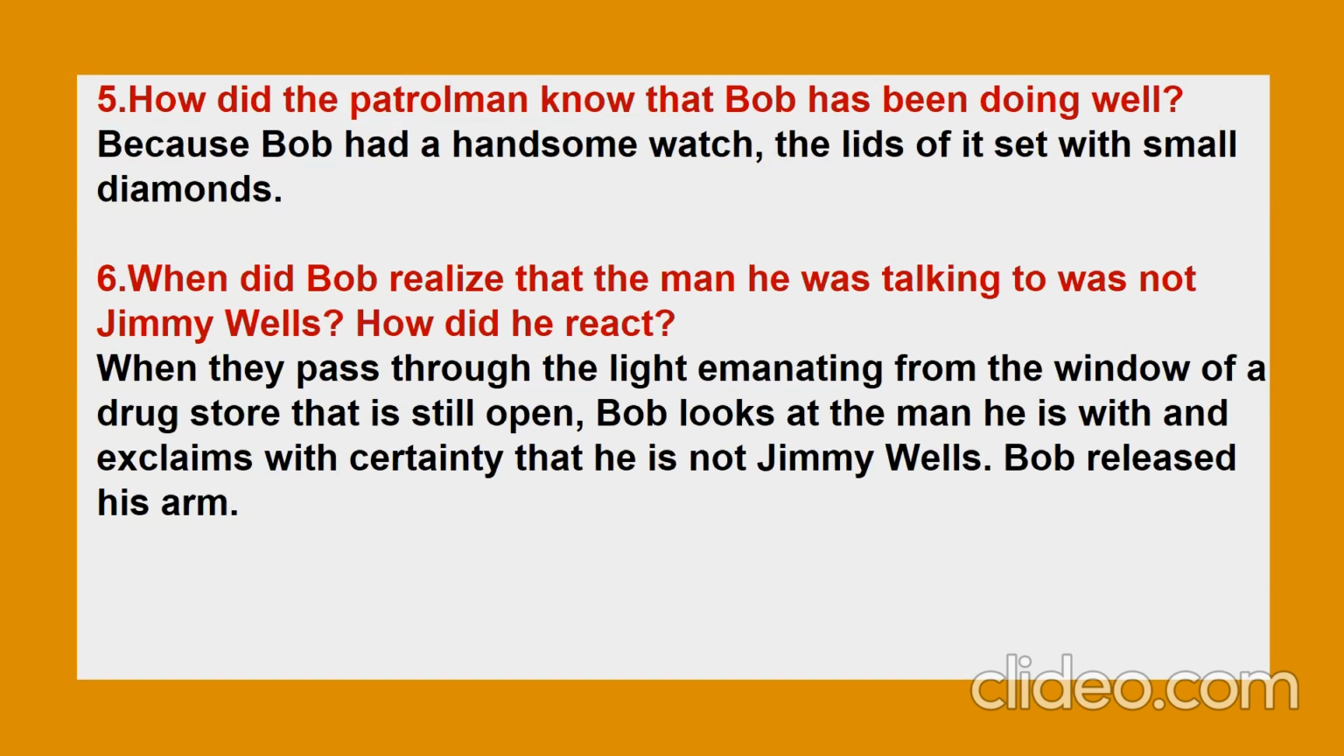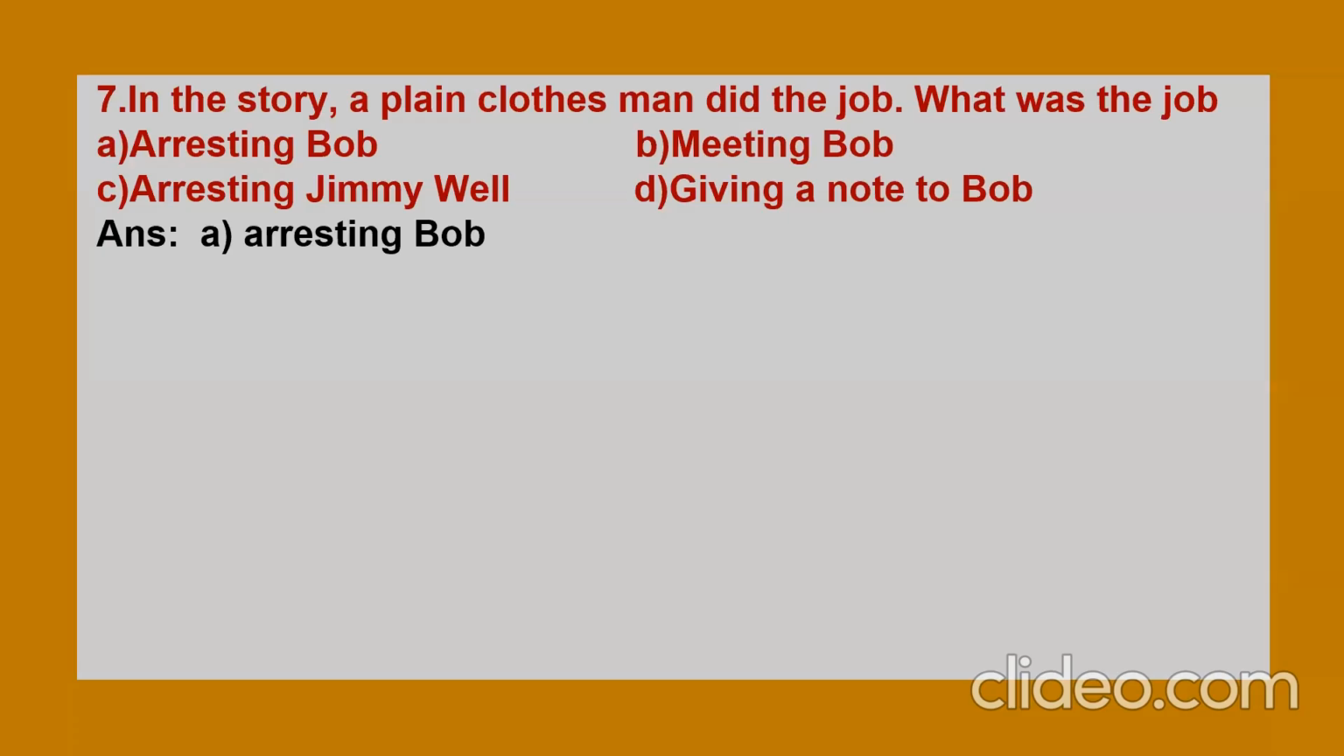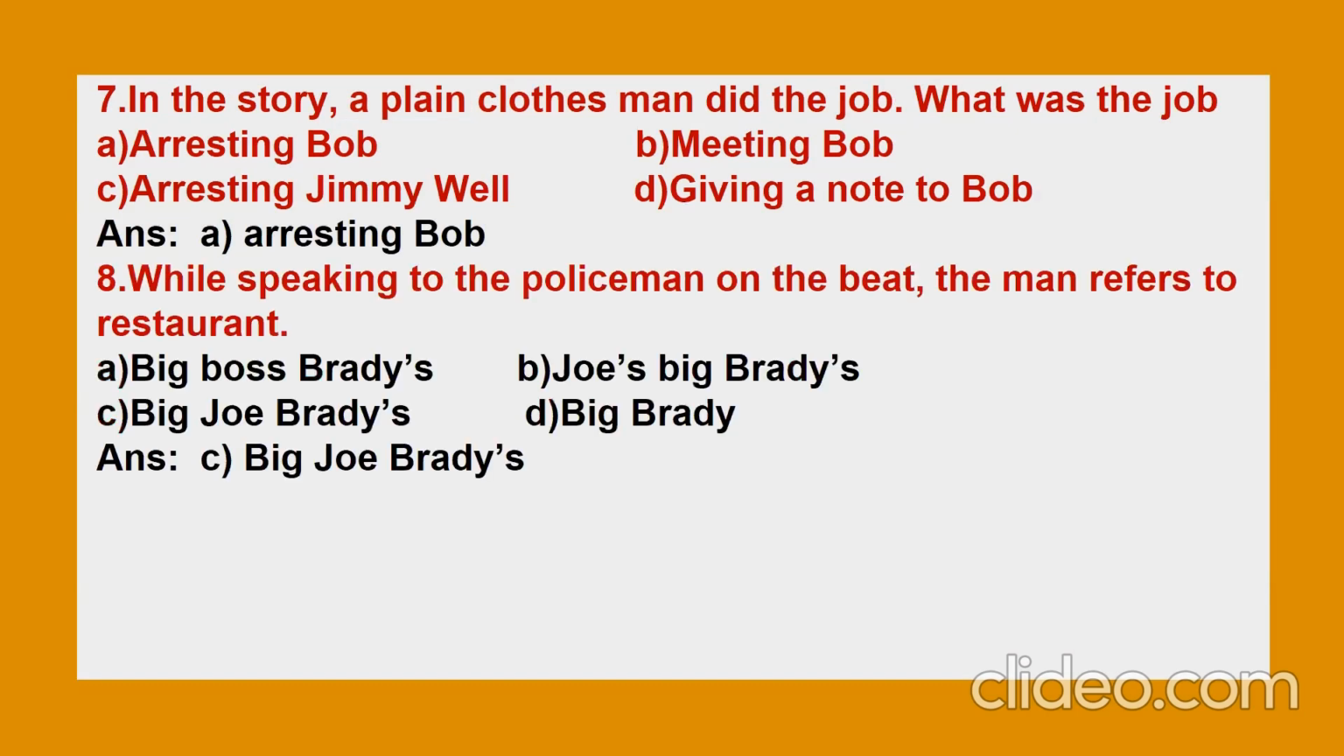Bob released his arm. In the story, a plainclothes man did the job. What was the job? The job was arresting Bob, option A. Then, while speaking to the policeman on the beat, the man refers to the restaurant. That means, say which restaurant? Big Joe Brady's restaurant.